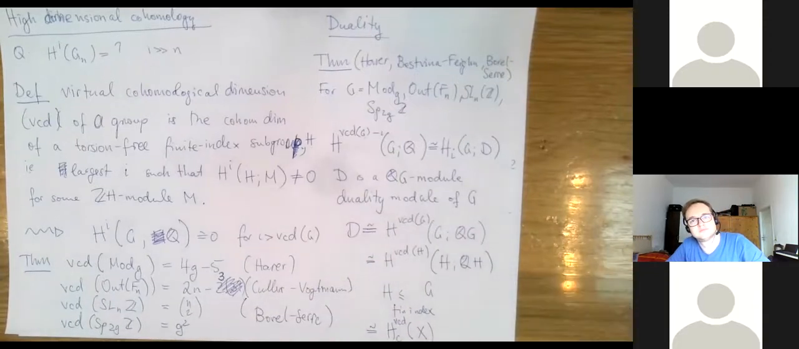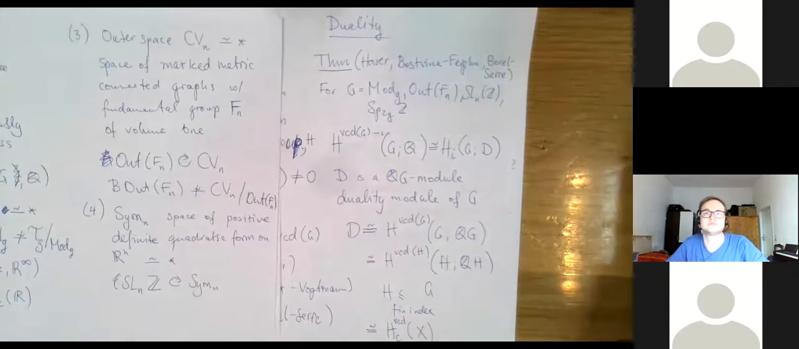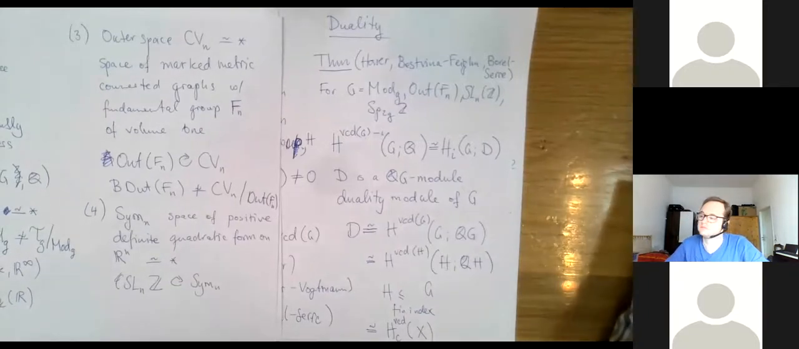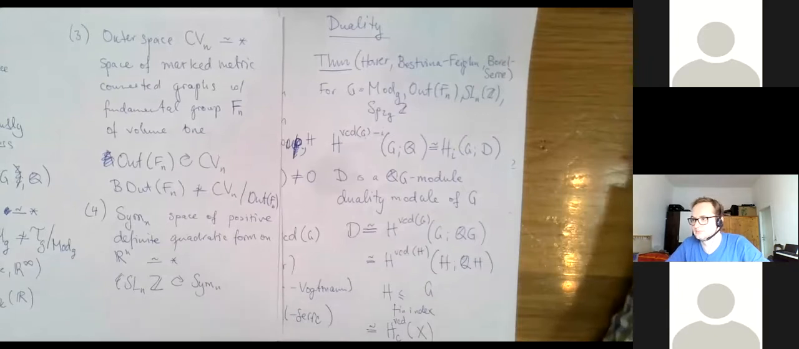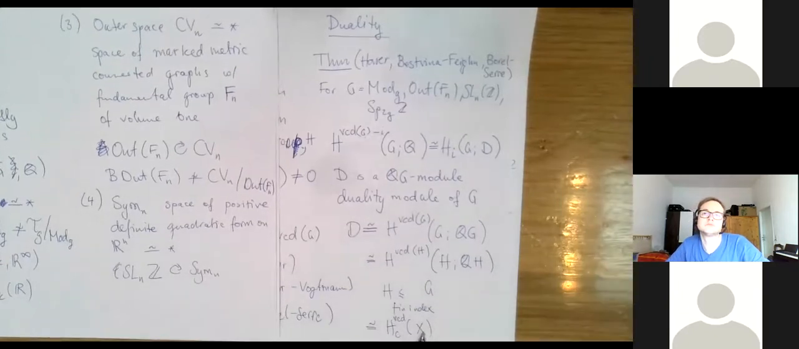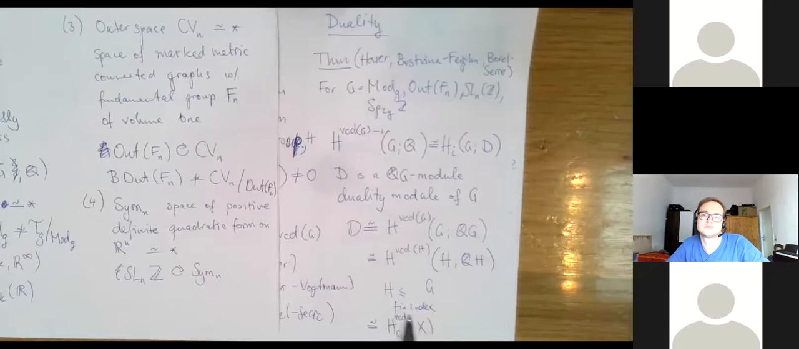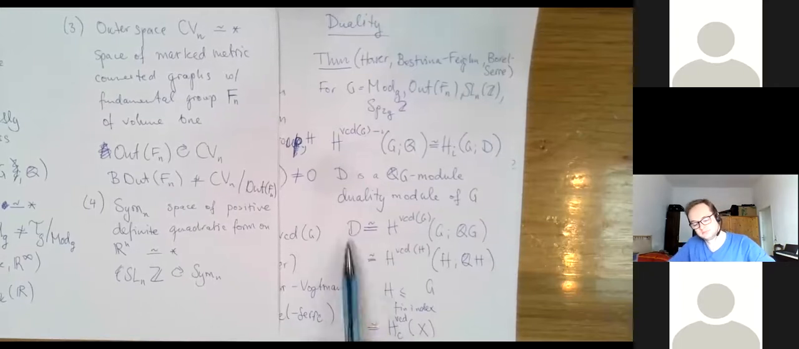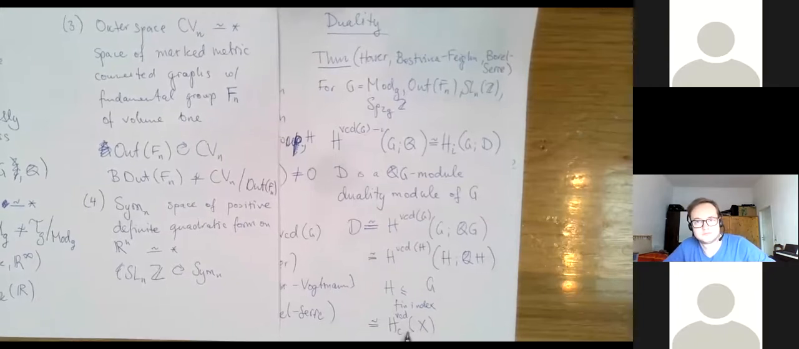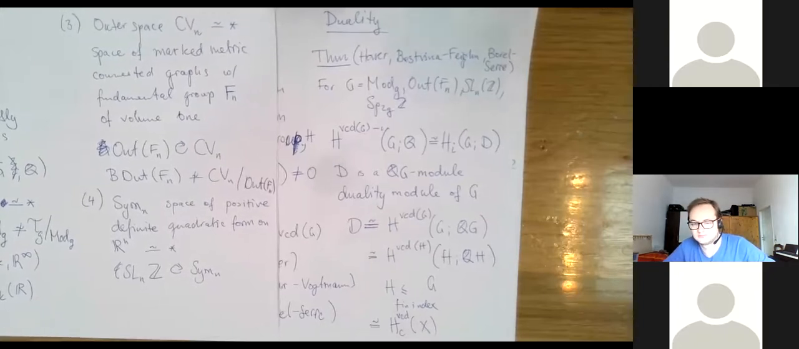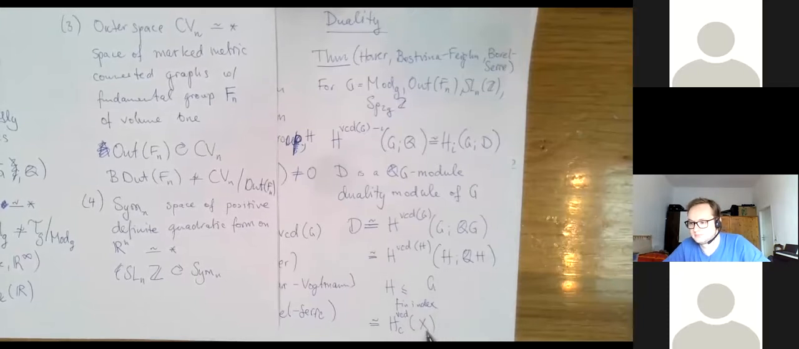If you recall from the beginning, we always had groups acting on certain spaces. We will use these spaces, in particular the Teichmüller space, the outer space, and the symmetric space, and use this action to define these dualizing modules. That's absolutely correct. Thank you for that. And then H just acts on this space as well.